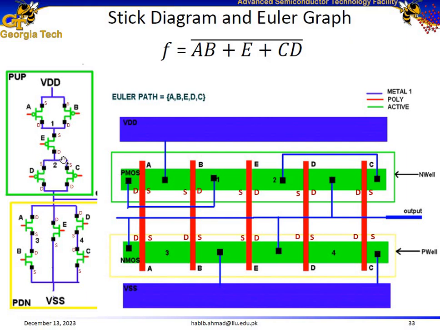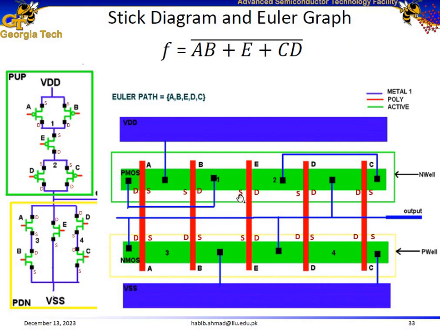And similarly, the source of D is connected to the drain of E. So this side is the source of D. Label this side as the drain of E in order to automatically make a connection between these two, and then connect these two to the source of C over here. The source of E is connected to the drains of A and B.